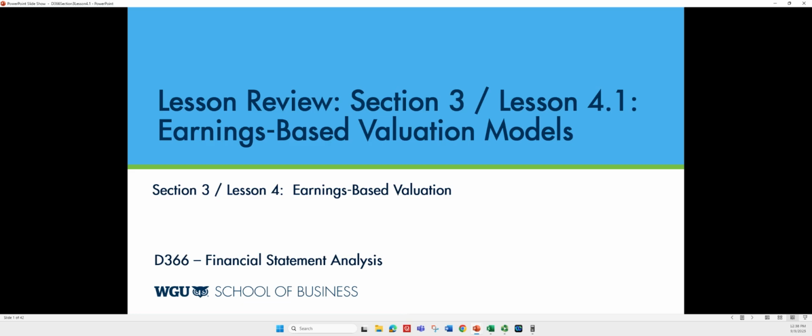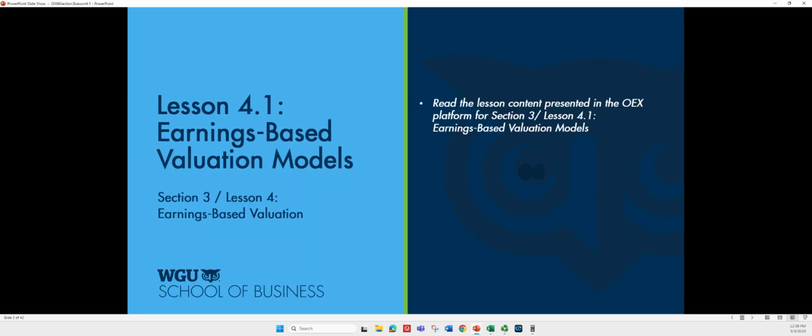In this session, we are going to conduct a lesson review of Section 3, Lesson 4.1, which is Earnings-Based Valuation Models. For this lesson, the only required readings are going to be found in the actual OEX platform. There is no additional reading from the e-text required.